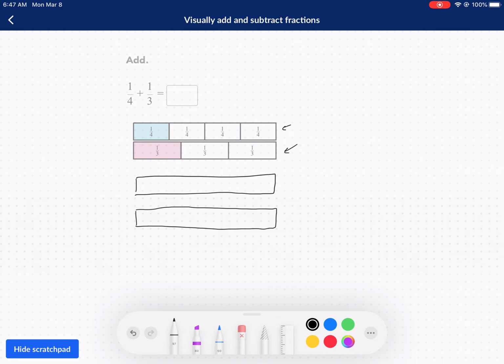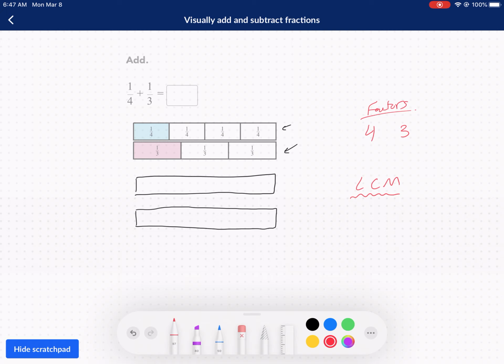Because one is fourths and one is thirds, we can't just add fourths and thirds together to get the same thing, because they're two different things. So how do we do that? Well, we have to find a number that both 4 and 3 are factors of. Essentially what we're trying to find is the least common multiple. The least common multiple is another way of saying the smallest number that both 4 and 3 are factors of.